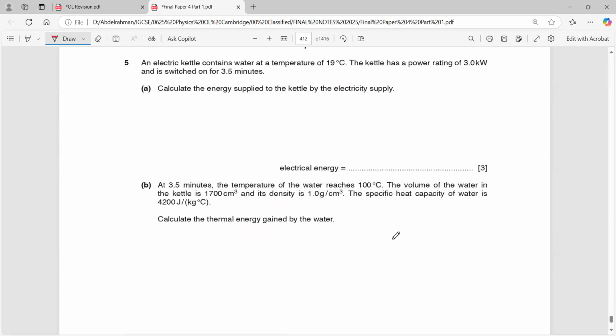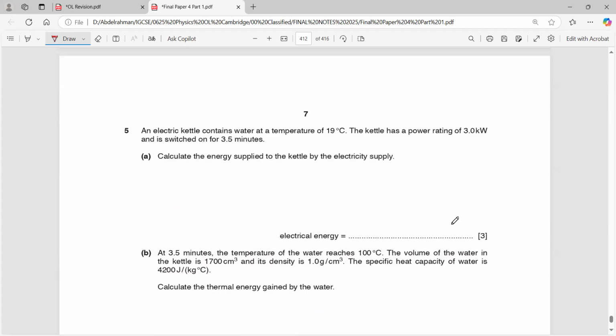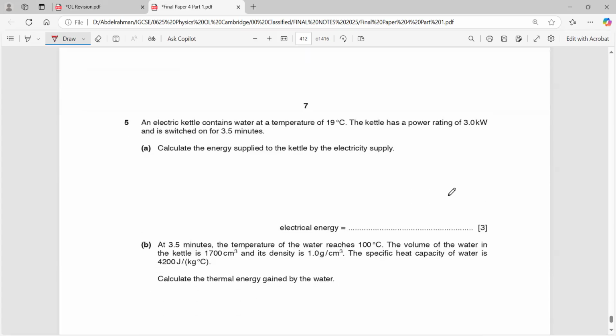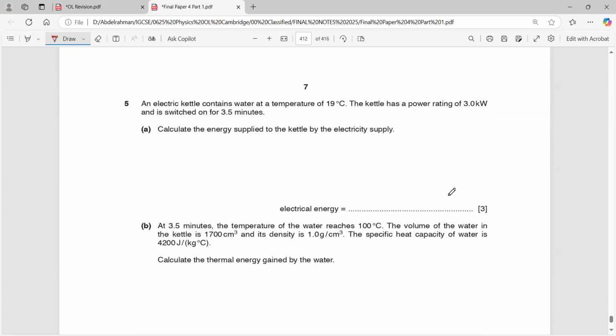Okay, one last question and I'll let you go free. I have a kettle. The power rating of this kettle is 3 kW.